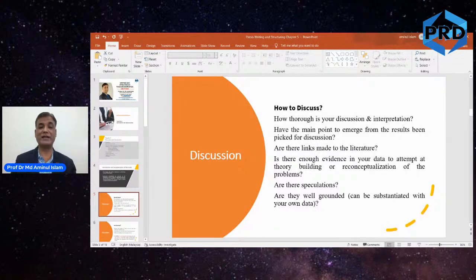Now, the most important chapter, right? The most important chapter of a thesis, discussion, okay? And here, many students will just replicate what they have done in the presentation of findings chapter. And that's the reason I recommend that presentation of findings and discussion got to be separated. If you put it together, what will happen? You will have more focus on presentation of findings and less focus on discussion. Okay. So here, examiners will be looking at how thorough your discussion and interpretations are.